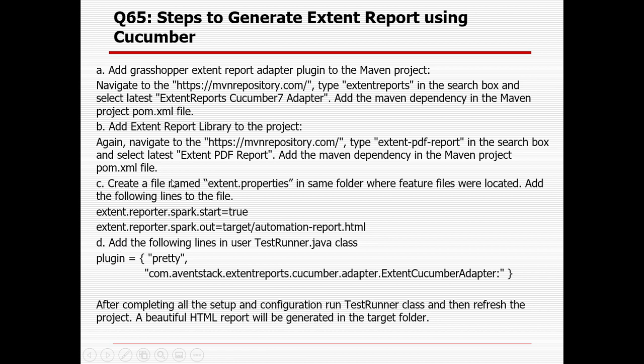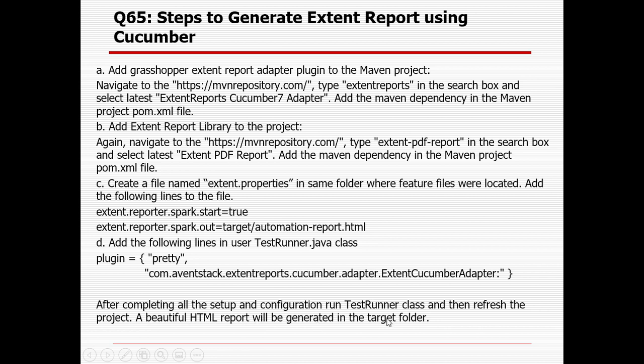After that, you already have the runner class, where you already have the plugin called pretty. After it, comma separated, you need to add this line: com.aventstack.extentreports.cucumber.adapter.ExtentCucumberAdapter colon. After completing all the steps in configuration, run the test in your class and then refresh the project.